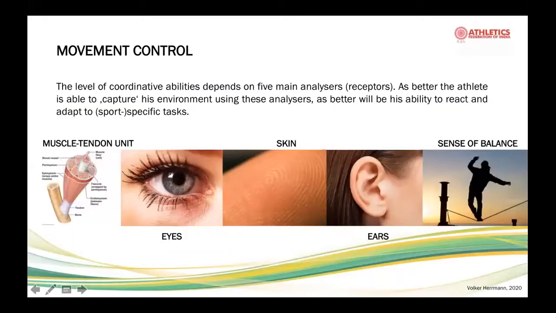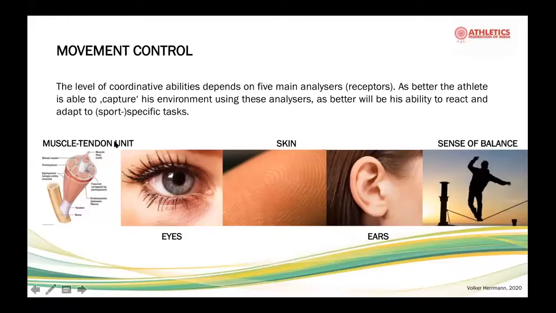So now the question is, how do we address these coordinative abilities? What are the limiting factors? And the level of coordinative abilities depends on 5 so-called main analyzers or receptors. And the better your athlete is able to capture his environment, his surroundings, using these analyzers or receptors, the better will be his or her ability to react and to adapt to sport-specific tasks. And we have 5 of these analyzers, and I will quickly go through them.